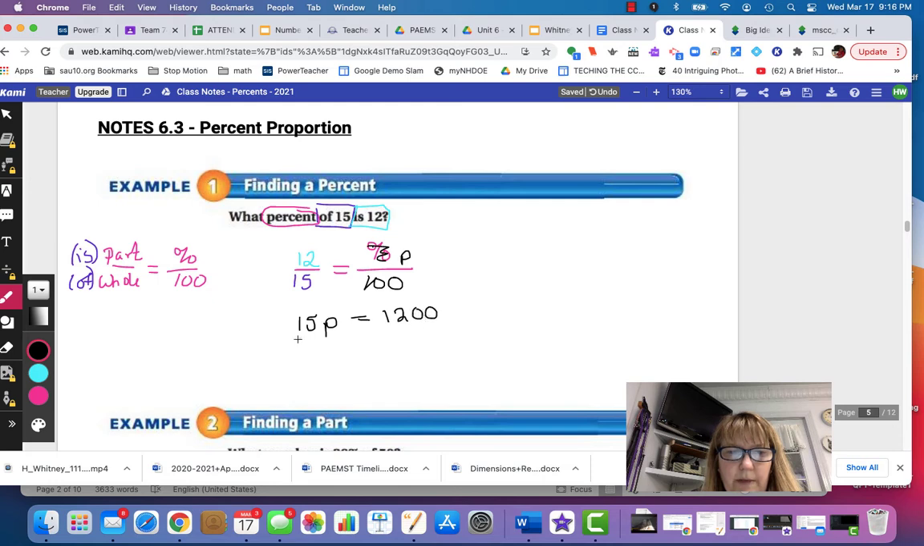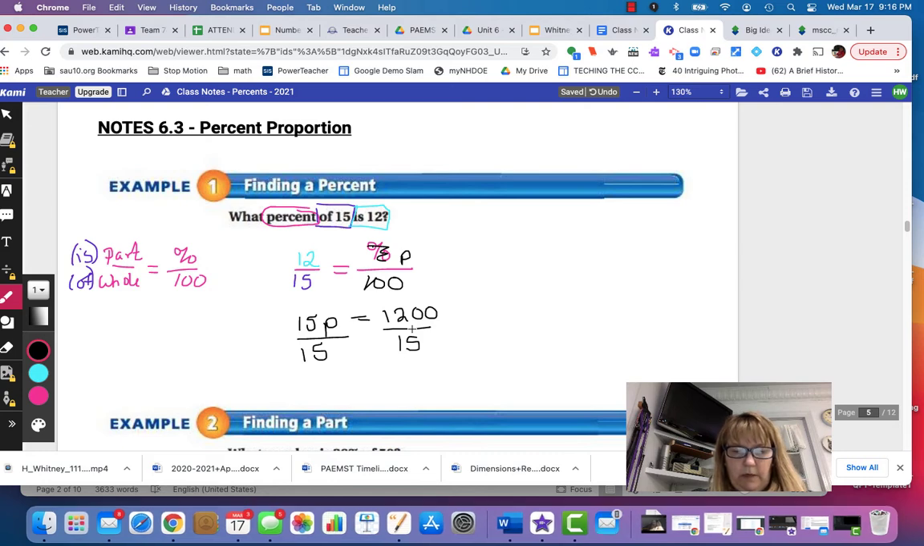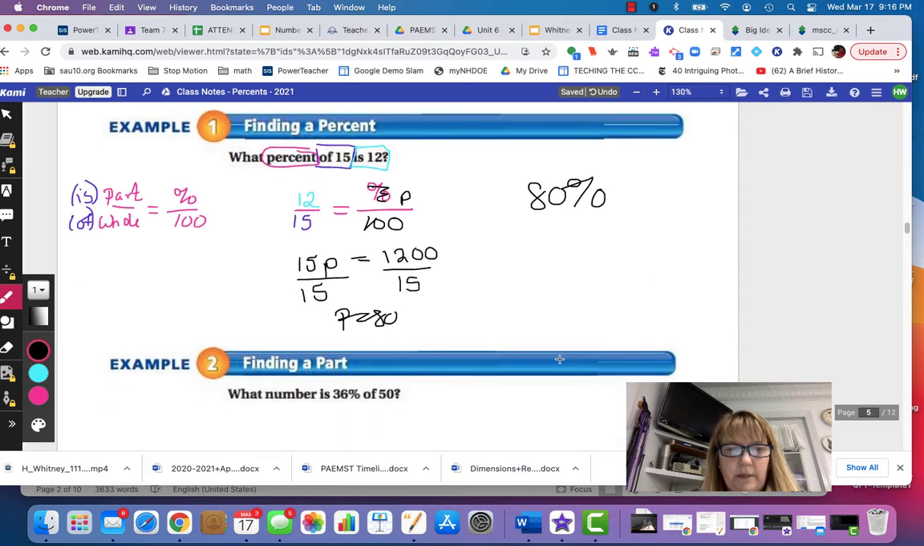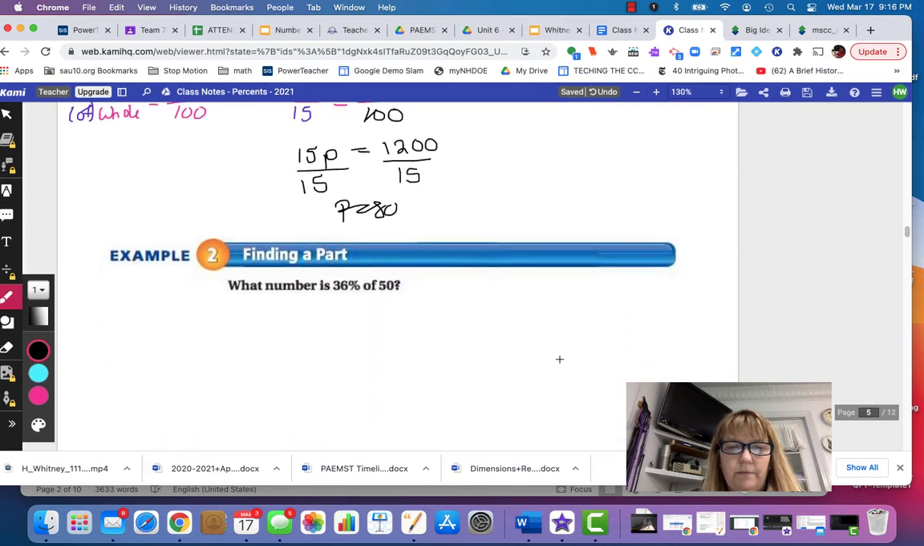In order to get p by itself, we're going to divide both sides by 15. So 1,200 divided by 15, I'm going to pull out my trusty dusty calculator for that one. And 1,200 divided by 15 is 80. So the percent is equal to 80. So it is 80%. That is the percent.